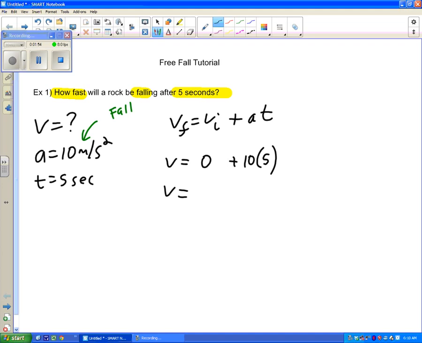So we have V equals 10 times 5, which is 50 meters per second. Let's look at another one.